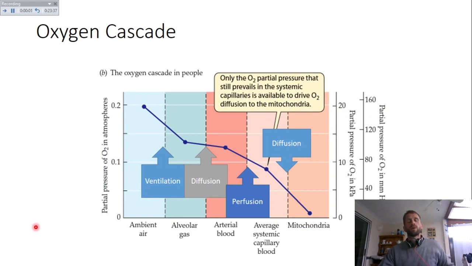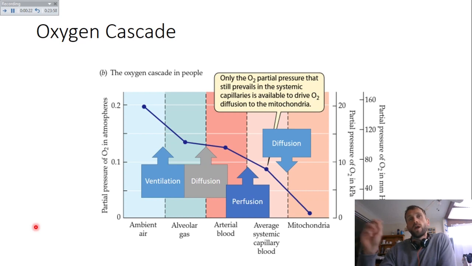Right, now that can kind of get complicated, and so now we're going to move on to the oxygen cascade. I really like this because I think it's an intuitive way of considering the factors that are going to impact our ability to transport oxygen. And it does that because it really separates the mechanisms by which oxygen is actually transported through the body.